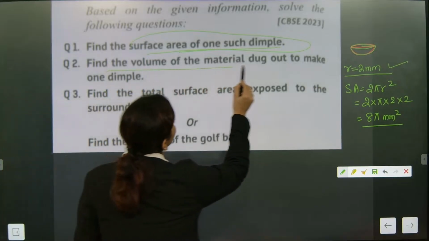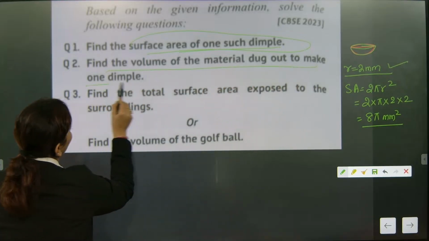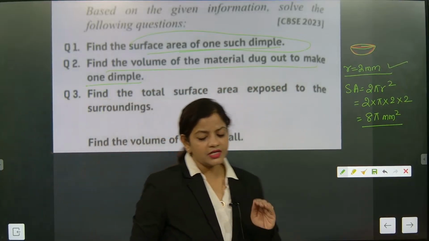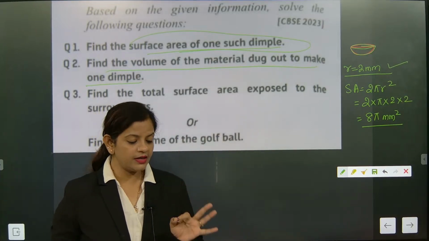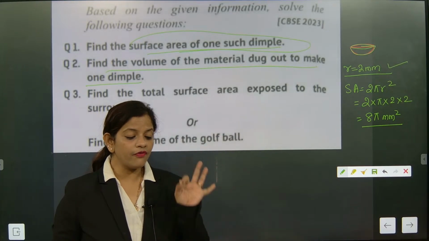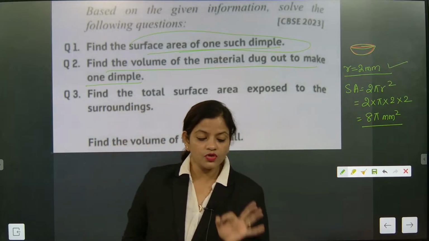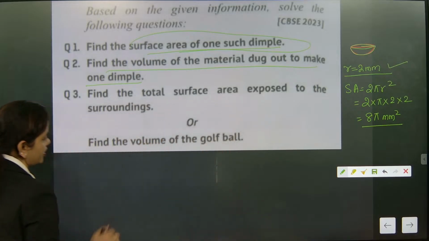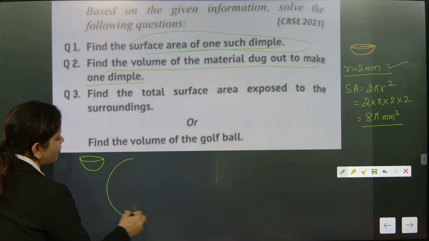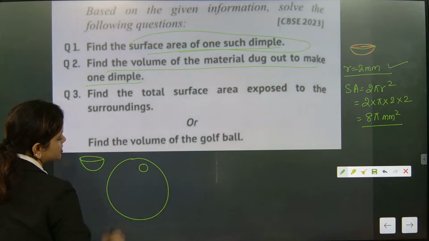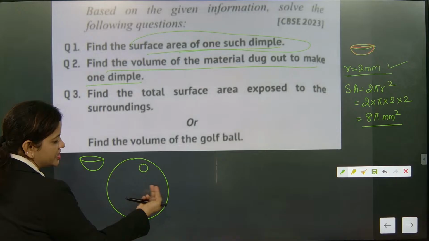Find the volume of the material dug out to make one dimple. So here, what is exactly needed? The most important thing needed is you need to find the volume of the hemisphere. Once you get the volume of one hemisphere, because from the wall, the dugout portion is taken out. So that volume is taken out.